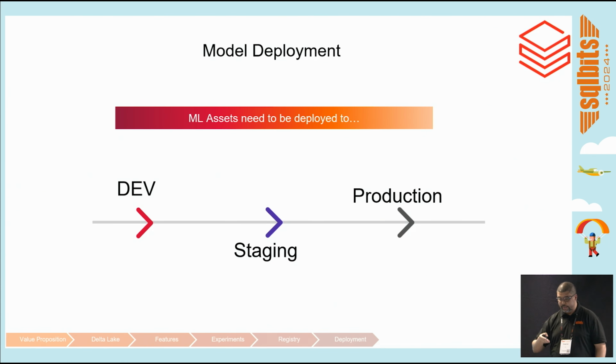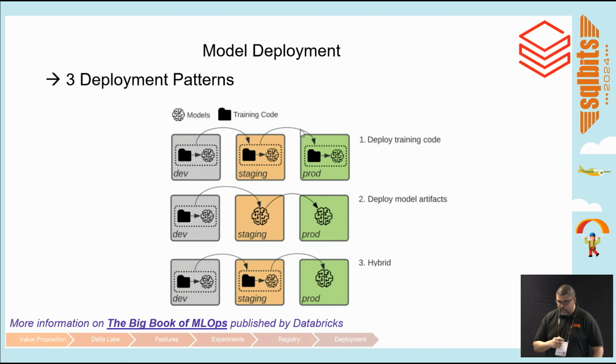For example, dev, staging, testing, and productions. I have worked with organizations that have 5 environments. They have dev, staging, testing, performance, and production. So it really depends from organization to organization. But there are 3 deployment patterns that are most used out there.